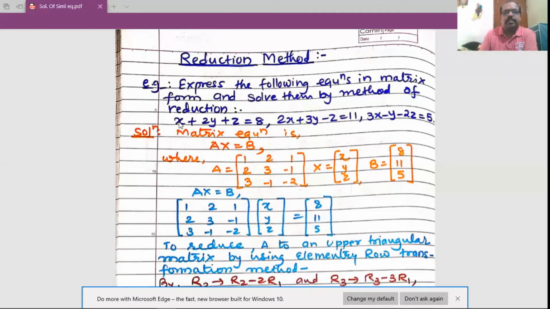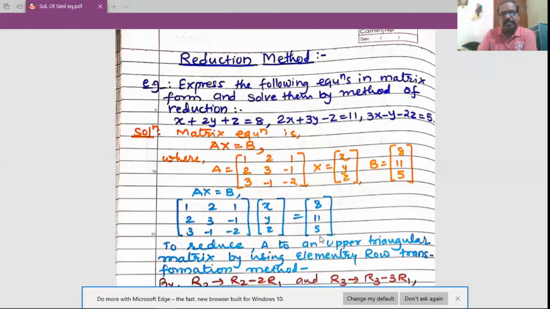If you see here, the coefficients of x y z in the first equation are 1 2 1. So I have written the first row as 1 2 1. Then the second row will be obtained from the second equation. The coefficients of x y z in the second equation are 2, 3 and minus 1. So it is 2 3 minus 1. And in the third equation we have 3 minus 1 minus 2. So that will be the third row of this matrix. It is multiplied by a matrix X and is equal to matrix B.